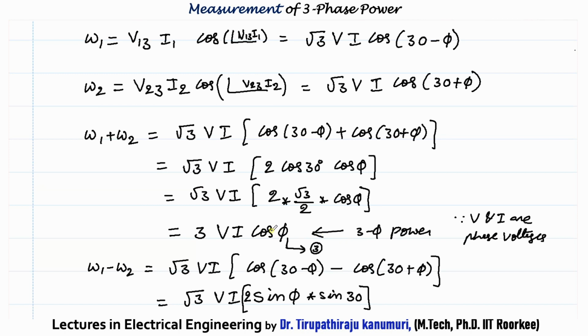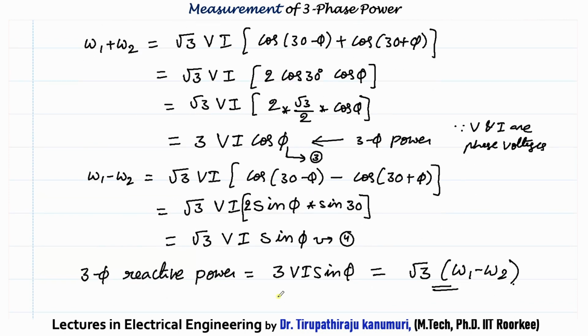Okay, now coming to, I am subtracting these two wattmeter readings, W1 minus W2. So that will be root 3 times of Vi into cos 30 minus phi minus cos 30 plus phi. Cos A minus B minus cos A plus B is 2 sin A sin B. So this will be 2 sin 30 into sin phi. What is sin 30? Sin 30 is 1 by 2. So 1 by 2 will cancel out. Only sin phi will remain there. So this equation will become root 3 times of Vi into sin phi.